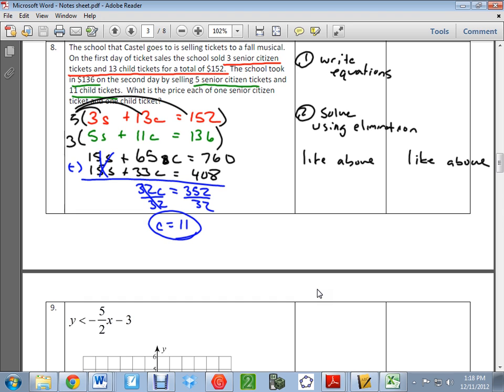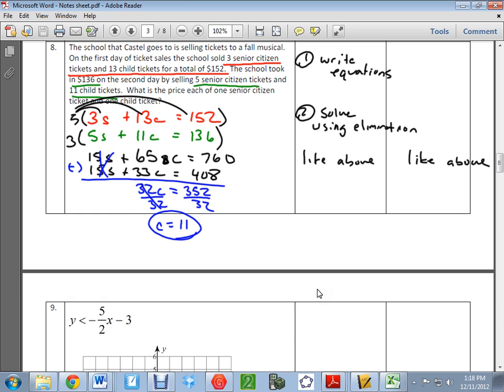So again, what I did there is I switched the numbers in front of the s. I multiplied through the entire equation. Once I got my new equations, which are in black down here, I subtracted the equations. 15s will cancel. 65 minus the 33 got me the 32c below. 760 minus the 408 got me the 352 below. And then I solved the equation by dividing. C was equal to 11.